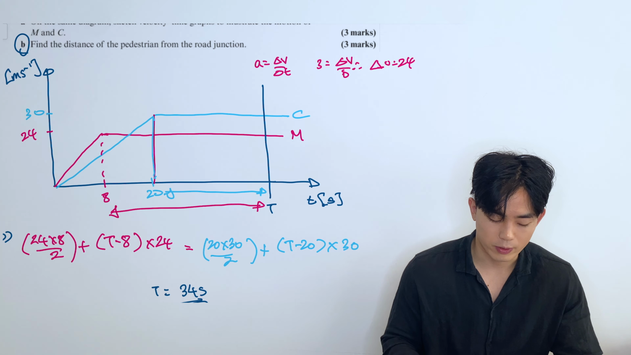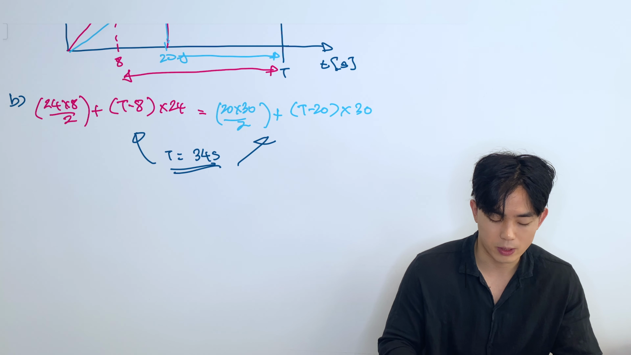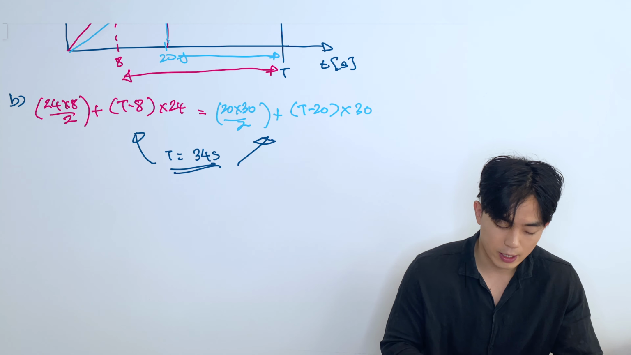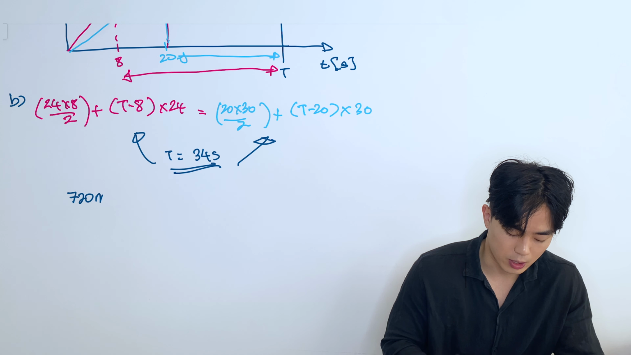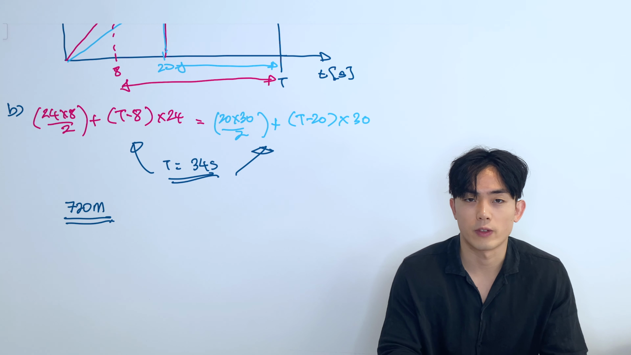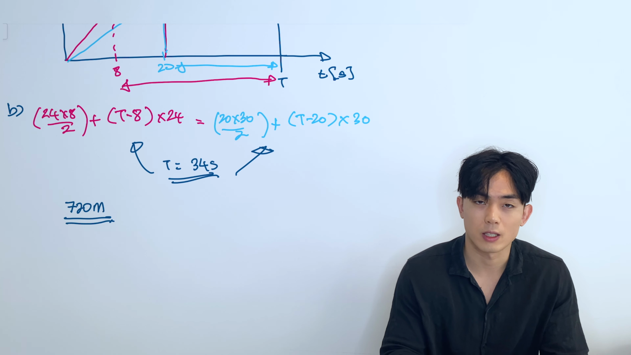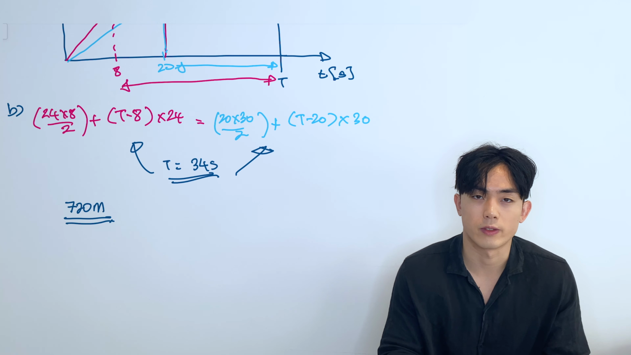They wanted the distance of the pedestrian, right? So I can plug t into either equation, because they should give the same answer. And the distance traveled will be 720 meters, like this. Okay, so as long as you know the features of displacement time graphs and velocity time graphs, then you can work out or create further equations to solve these kinds of problems.